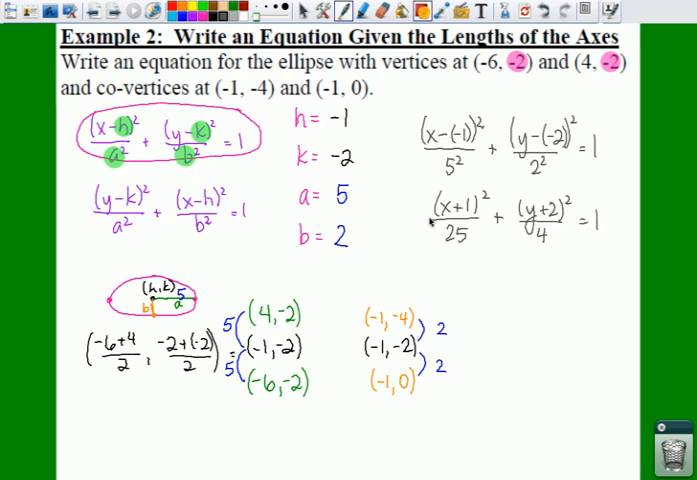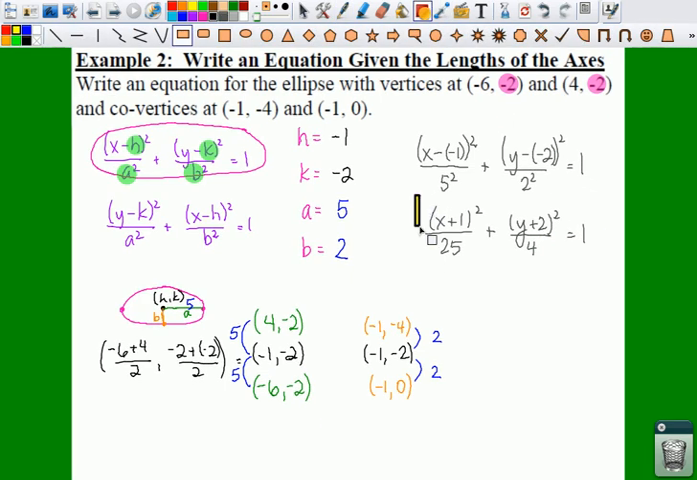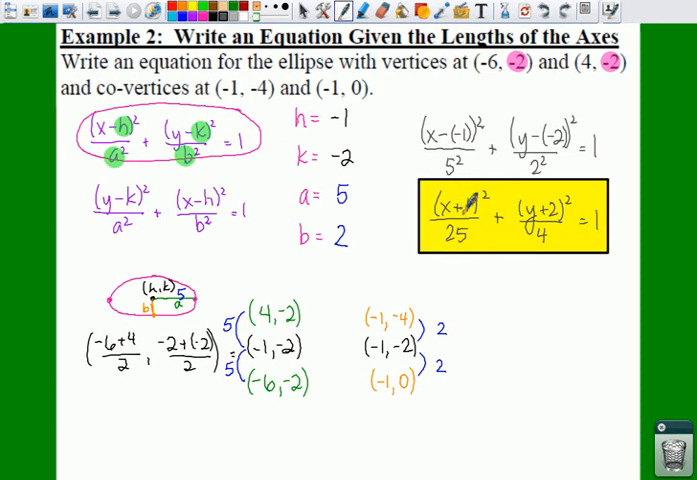And this should make a little bit of sense, because if your x is over your a squared value, then that means you have a horizontal orientation, which we do. And then your center is at (-1, -2), which is your h and your k. Sorry, if a squared is 25, that means a is 5. If b squared is 4, that means b is equal to 2.